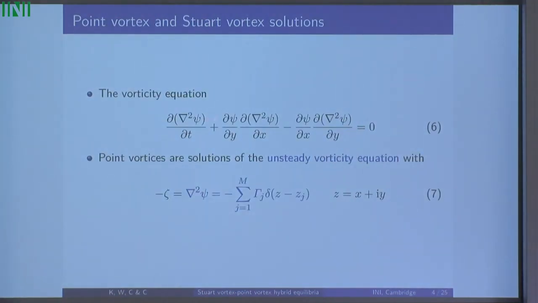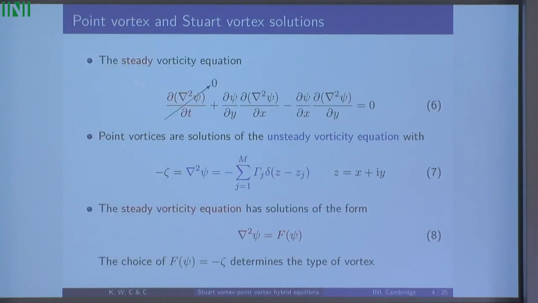Okay, so here's the vorticity equation. And let's first look at 2 types of solutions, point vortex solutions and Stuart vortices. So what are point vortices? They are the solutions of the unsteady vorticity equation with these Dirac delta vorticity form, and they are located at these positions z_j. Z is the complex plane, and the gammas are their circulations or strengths, and there are m number of them.